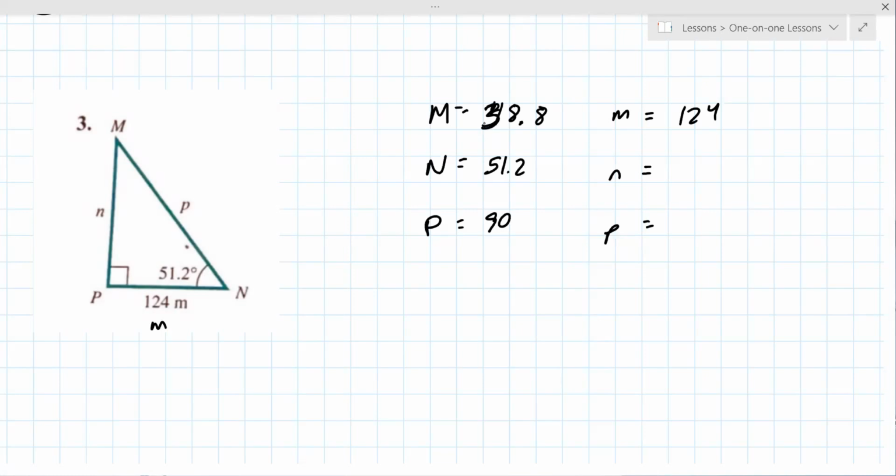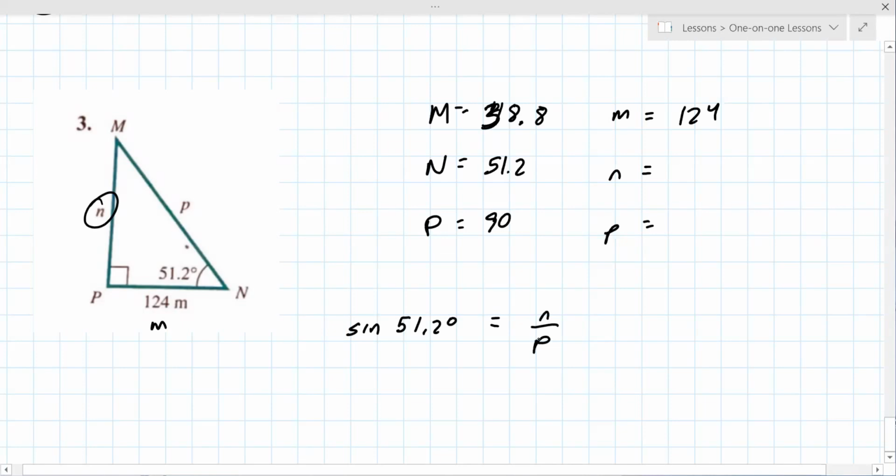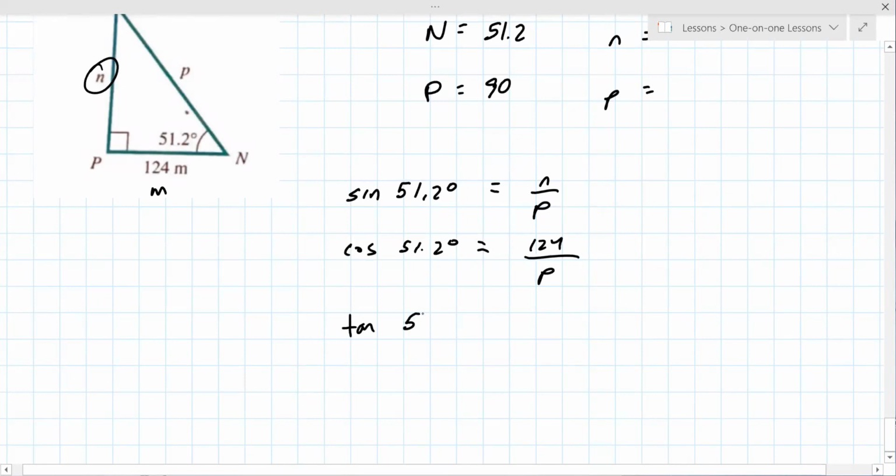Okay, so let's just say we want to find little n. We know that the sine of 51.2 degrees is little n over little p. But we don't know either of those, so that's bad. How about the cosine of 51.2? Well, that's 124 over p. That's good if we want to find p, but not good if we want to find n. So what's the last trig function we usually use? Tangent. Tangent of 51.2, that's n over 124, opposite over adjacent. So you can solve for n. So n is equal to 124 times the tangent of 51.2.